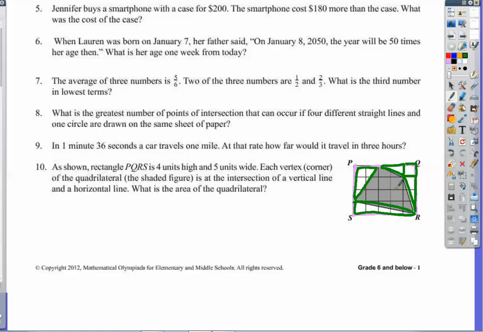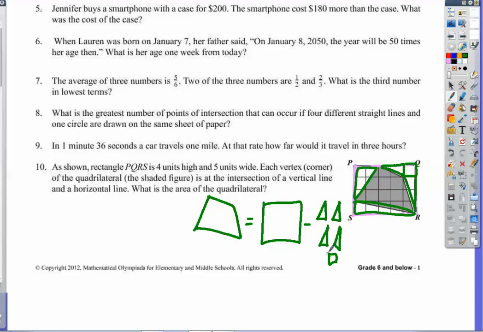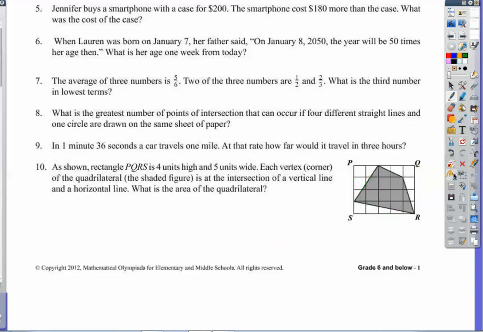So really, the area of the quadrilateral, so I'm going to make a little pictorial map of what I'm going to do, is going to be equal to the large rectangle minus all my triangles and that one square. All right, so let's go ahead and do this. Let's find the area of this.